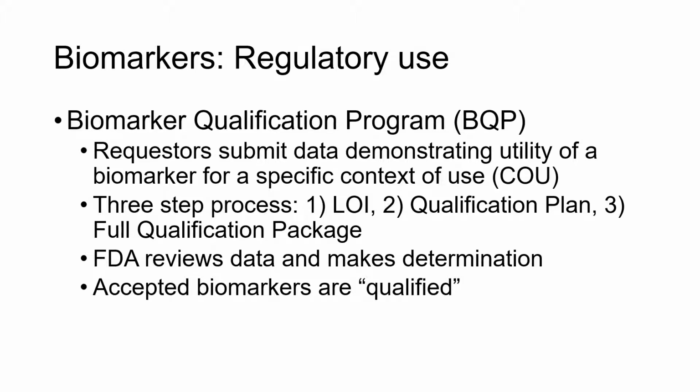This process progresses through 3 steps, beginning with a letter of intent submitted by the requester that describes the biomarker they intend to use, the context in which they intend to use it, or context of use, COU, and how the biomarker will be measured. If the letter is accepted, the requester will then submit a plan for qualification which describes the studies they will do to test the utility of the biomarker for their COU. Finally, the requester will perform the studies and submit the results to the FDA as part of the final qualification package. More information about the BQP is available through the links and the course materials for this week.